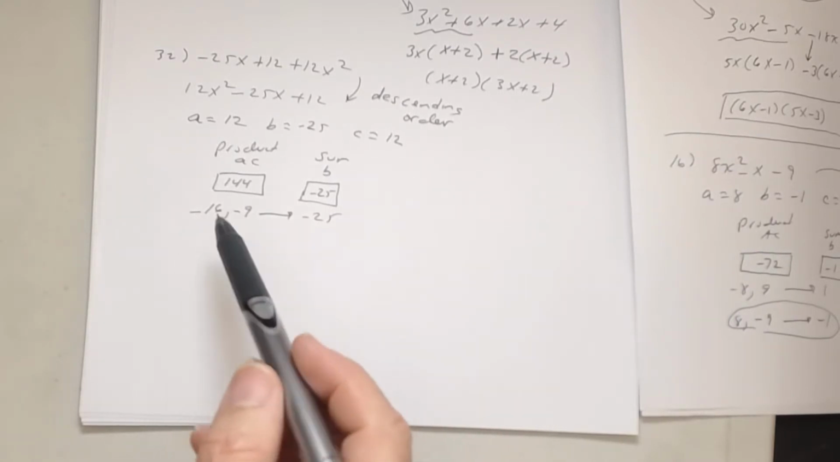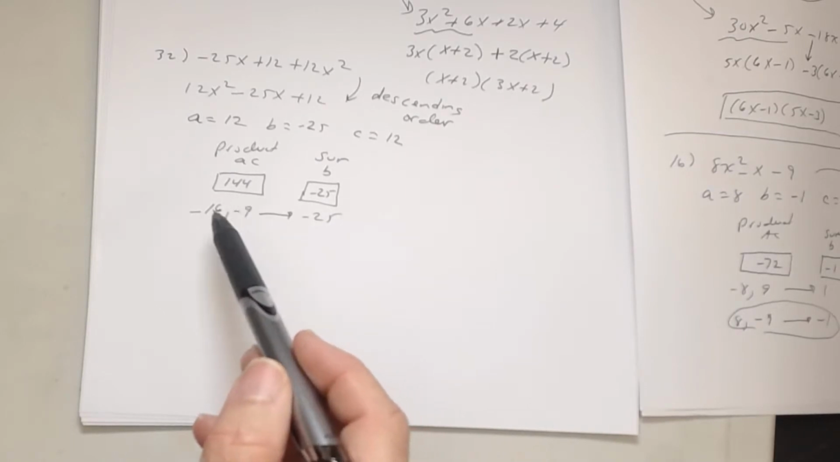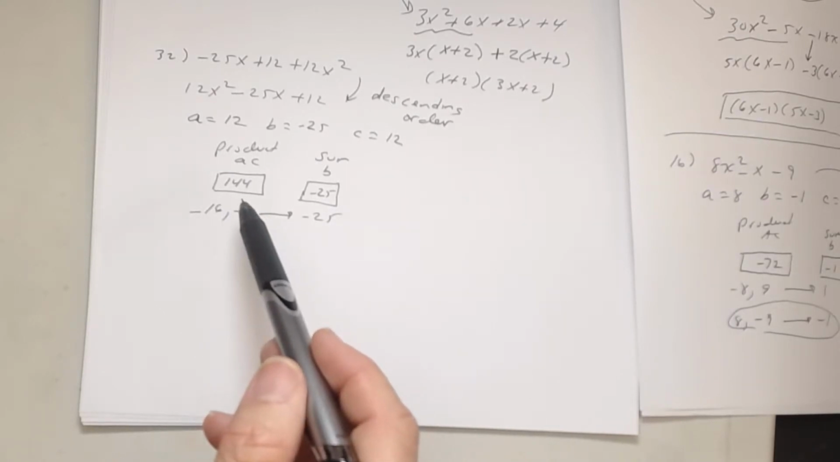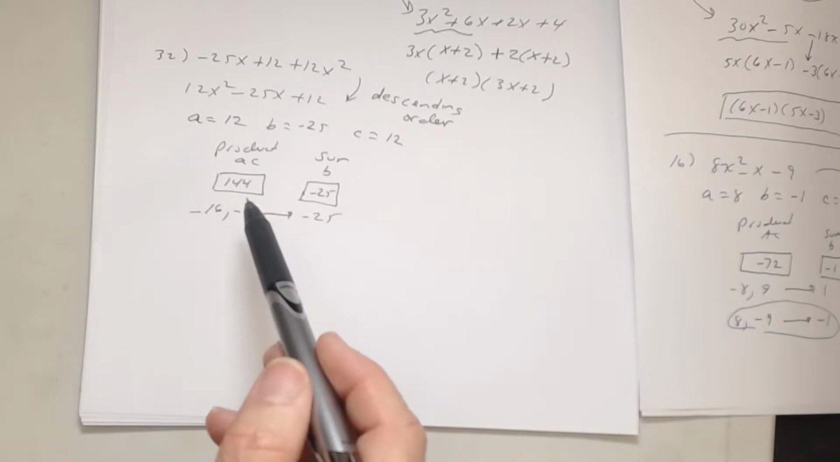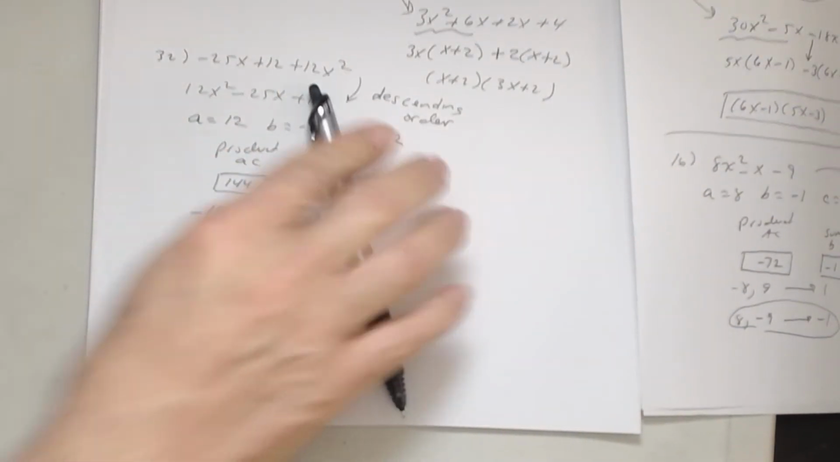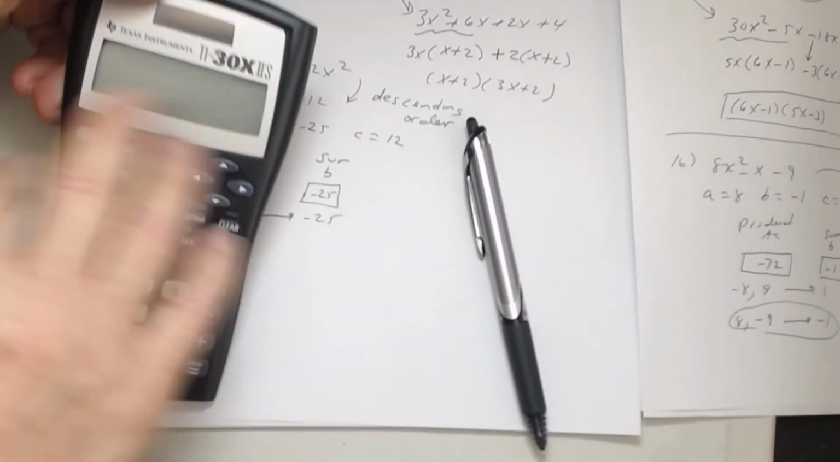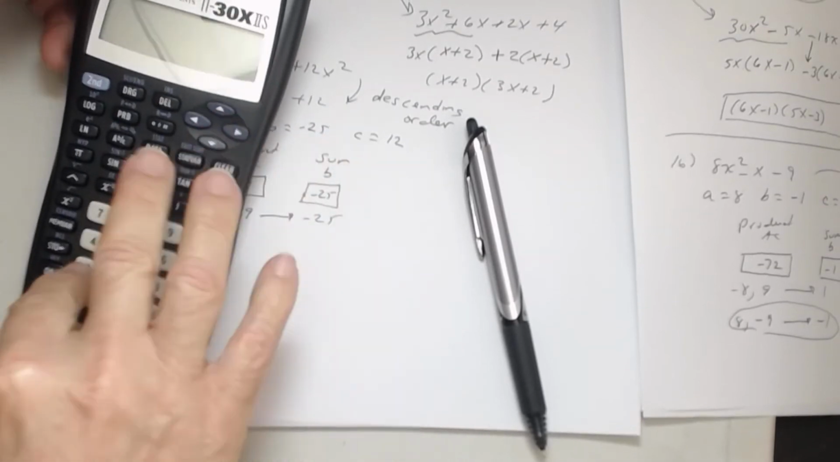Now, 4 doesn't go into 144. 5 doesn't go into 144. 6, 144 divided by 6 is not a whole number, is it? No. Oh, it is? Okay. But that won't work, right? Okay, remember what you're doing. What you're asking yourself is this, and you just play around with your calculator. So that one's easy to where you can just quickly do this.